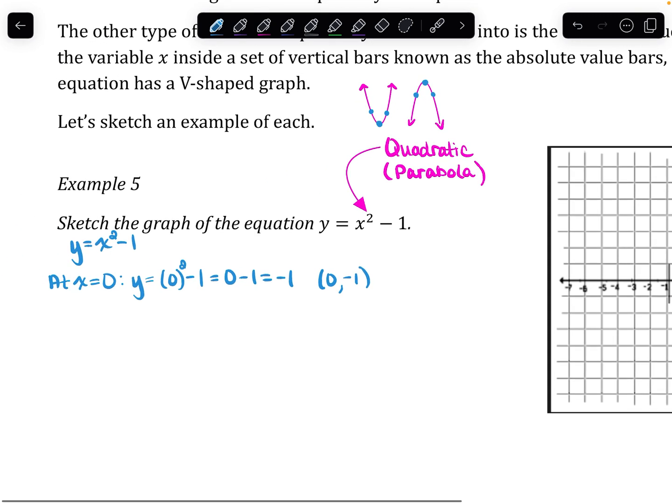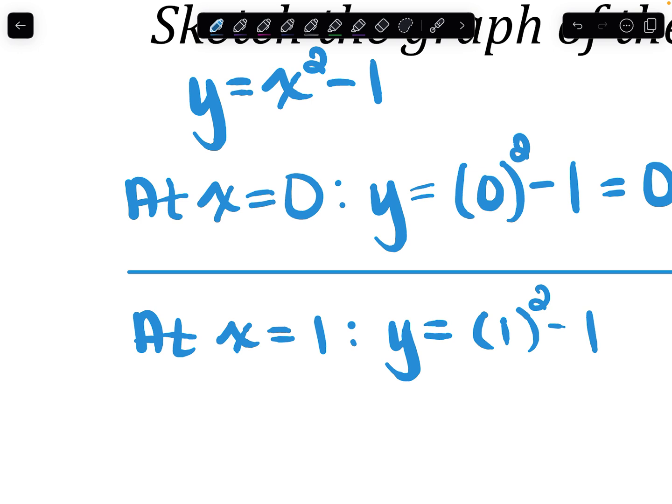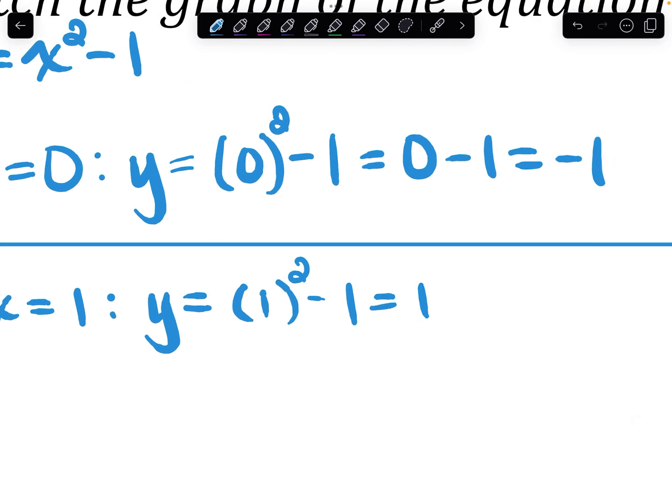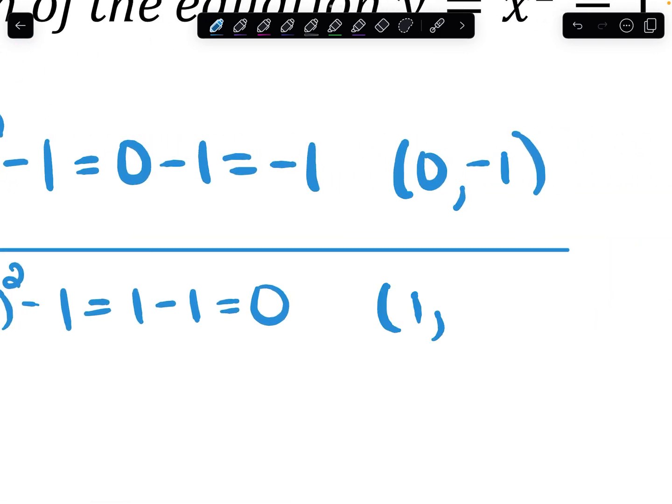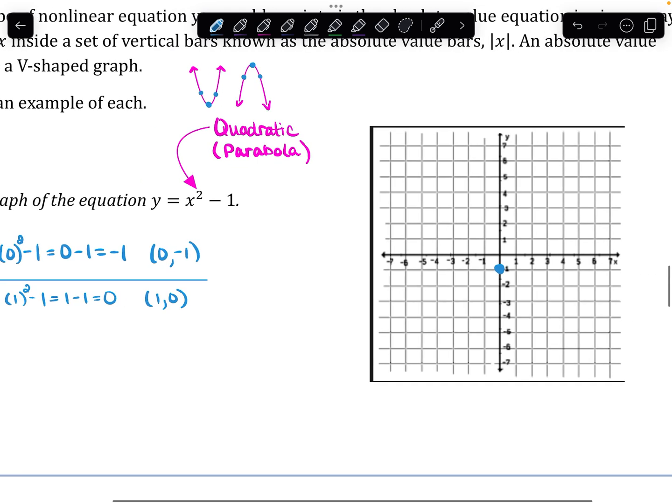All right, next point, do a little separation here since these are a little bit longer. All right, I'm gonna go 1 unit to the right. If you wanna go 2 units to the right, that's fine. It's up to you as to where you wanna go. I'm gonna go over to 1. Rather boring, I don't like to go very far. So at 1, y equals 1 squared minus 1. 1 squared is 1, and 1 minus 1 is 0. So now we get the coordinate 1 comma 0. So 1, 0. It's going to put us right here on the x-axis.